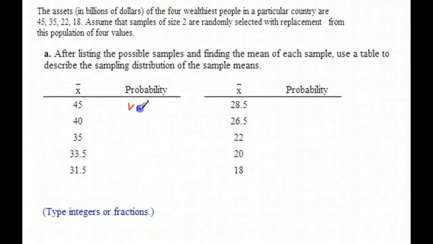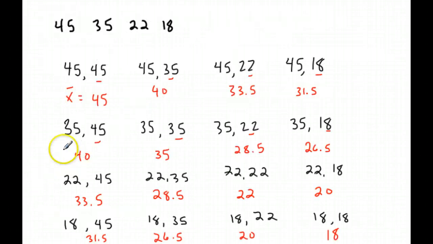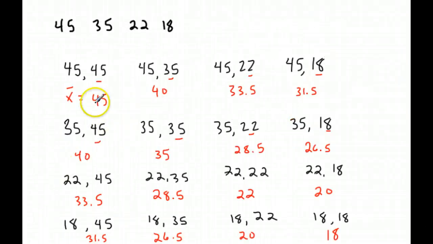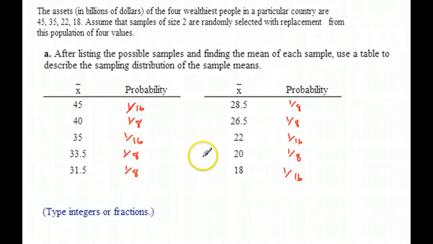Alright, so 1/16. 40 occurred 2 times out of the 16. 2/16 is 1/8. And basically what you see is anything on the main diagonal occurred 1 out of 16 times, and anything that's not on the main diagonal occurred 2 out of 16 times, or 1/8. So that's what I did to fill in the rest of the table.